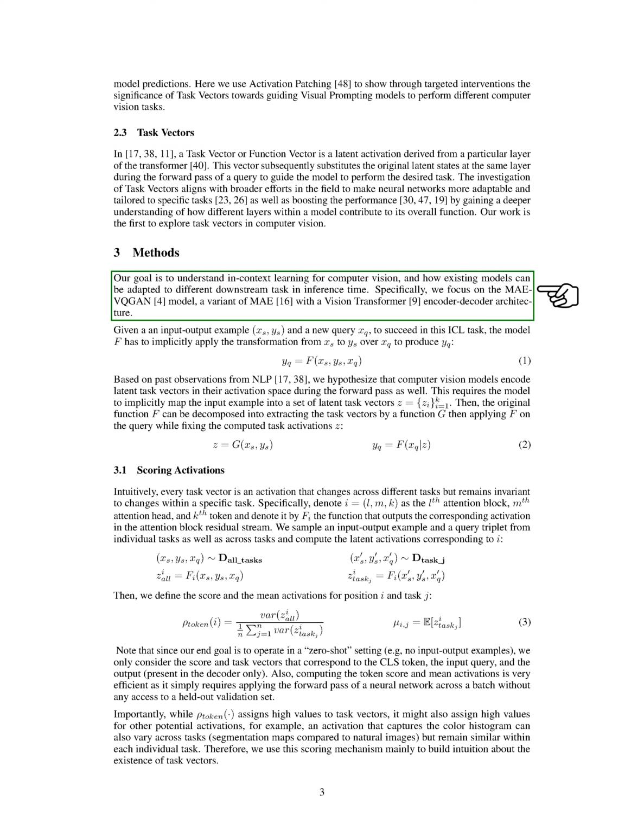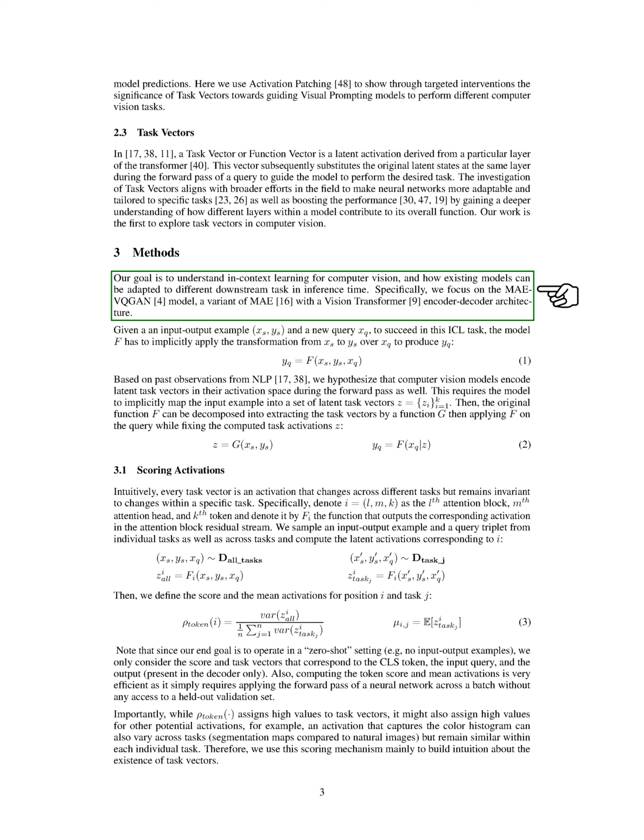Our objective is to comprehend in-context learning for computer vision and how existing models can be adjusted for various downstream tasks during inference. We specifically focus on the MAE-VQGAN model, a variant of MAE featuring a vision transformer encoder-decoder architecture. To succeed in the in-context learning (ICL) task, where given an input-output example, x_s, y_s, and a new query x_q, the model F must implicitly apply the transformation from x_s to y_s on x_q to generate y_q.